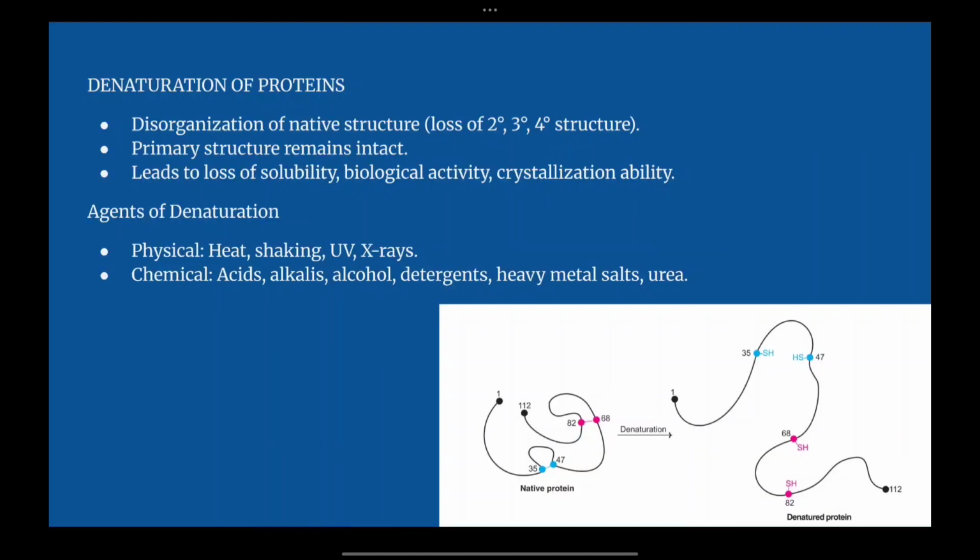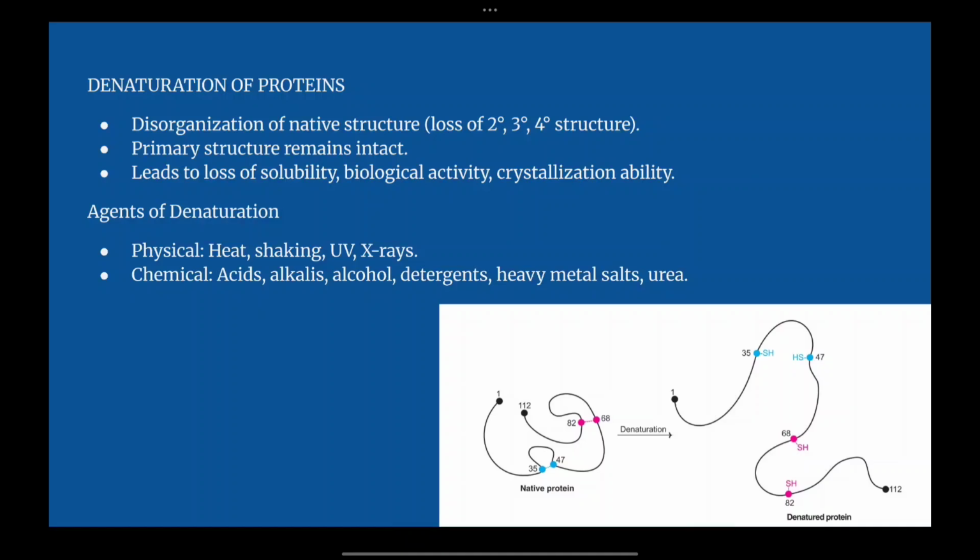Now we'll see the denaturation of protein, which is another concept in protein. Denaturation means removing or breaking down the actual nature of the protein. So what is the definition of it? It is a disorganization of a native structure: if the protein is in a secondary, tertiary or quaternary structure, you break the structure and form a primary structure, which is basically intact. You are breaking down a complex structure into a simpler primary structure. This process is denaturation.